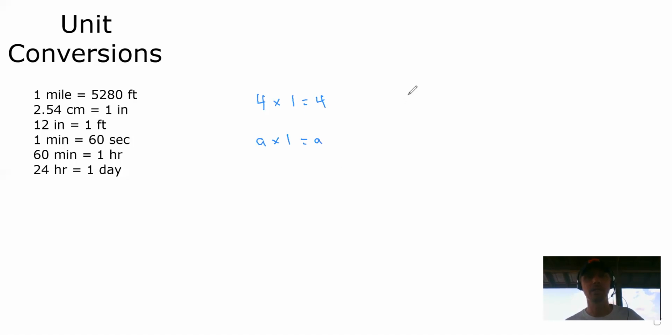Something else to keep in mind is that anything over itself is equal to 1. So 4 divided by 4 is equal to 1, right? A divided by a is equal to 1. So if you take two things that are equal to one another and put one over the other, it's going to be equal to 1.